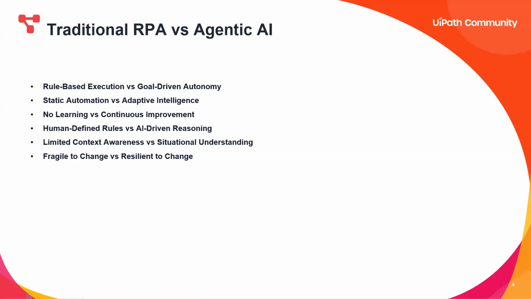RPA breaks easily with small changes. Like if we have an Excel file kept in a local folder and the file name gets updated with a little enhancement, like instead of Deepak we have Deepak S, it might break. But agentic AI adapts and recovers gracefully, which reduces maintenance cost and downtime.